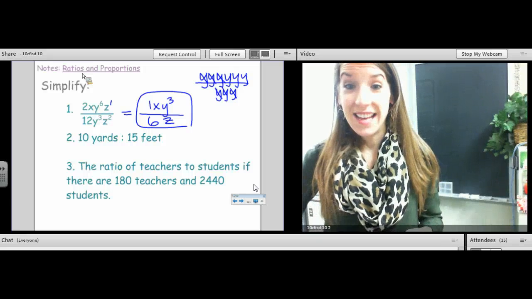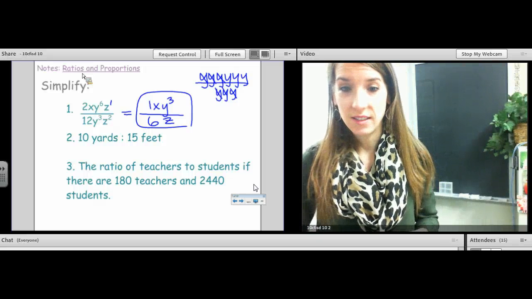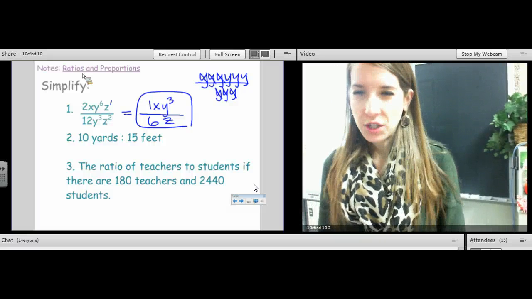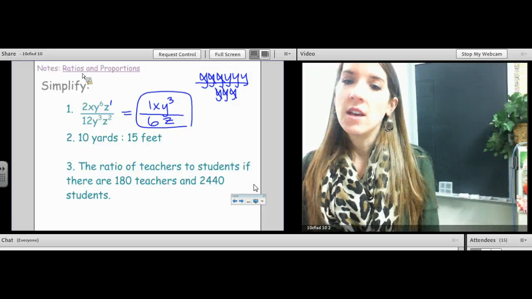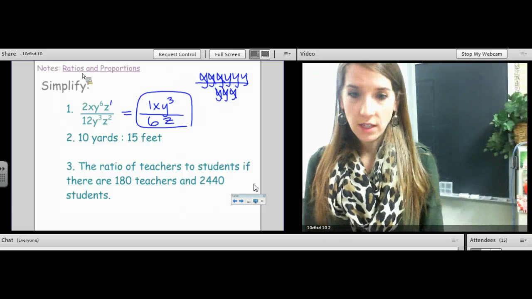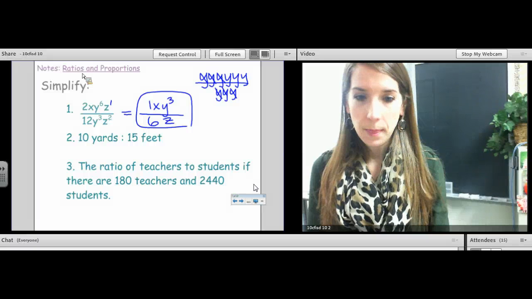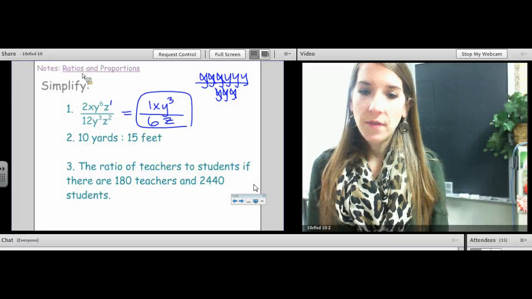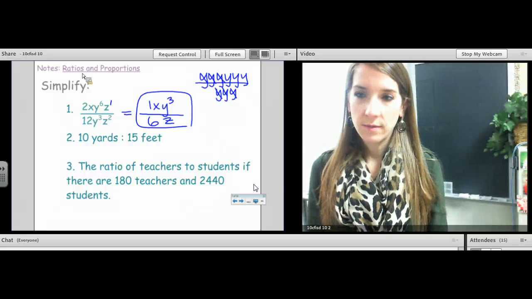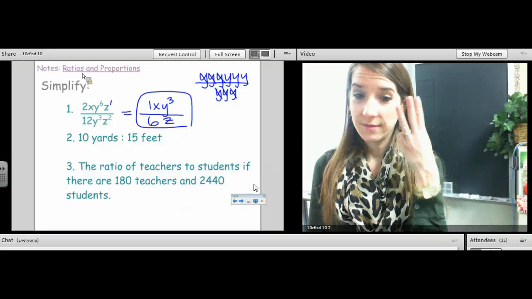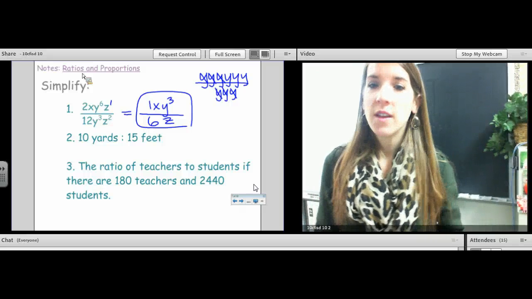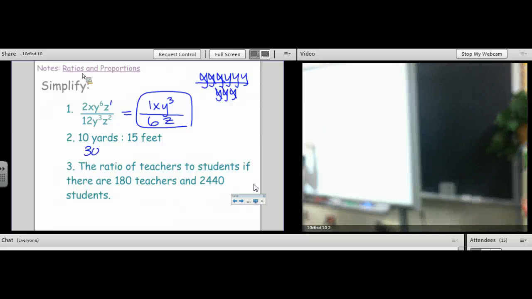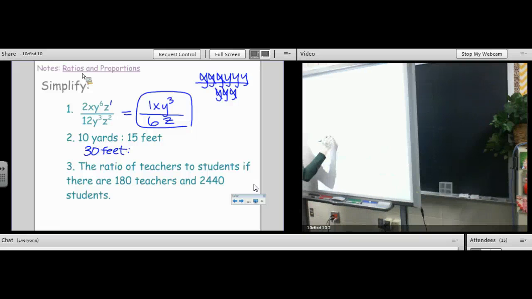All right, 10 yards to 15 feet. You cannot simplify a ratio until you have like terms. So we want to definitely convert the feet into yards or the yards into feet. It's totally up to you. How many feet are in a yard? 3, right? Okay, so 10 yards would technically be 30 feet. I don't care which one you convert.